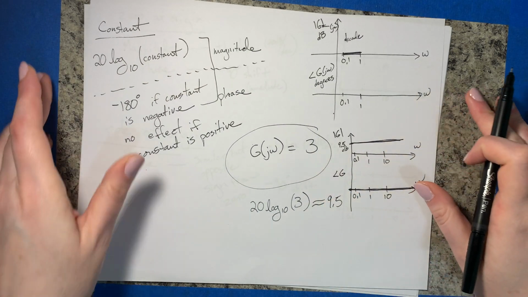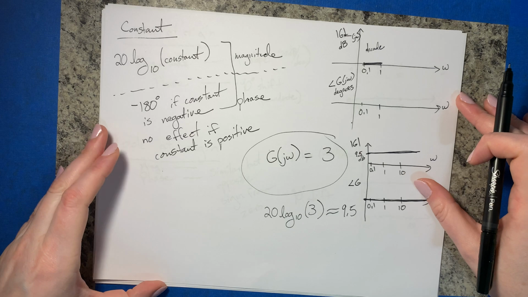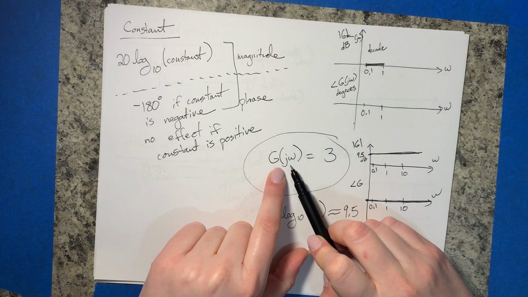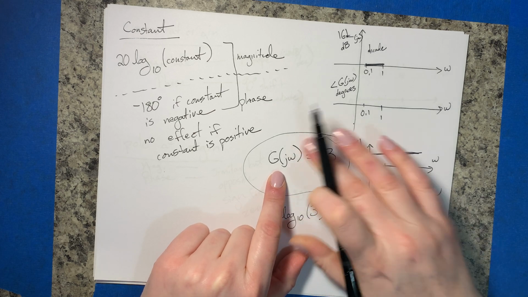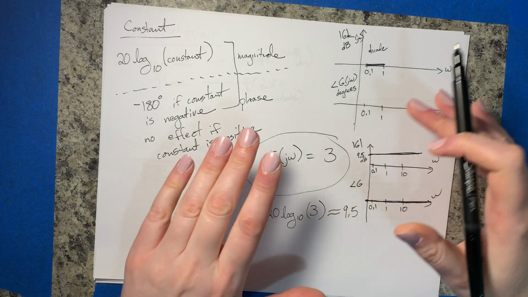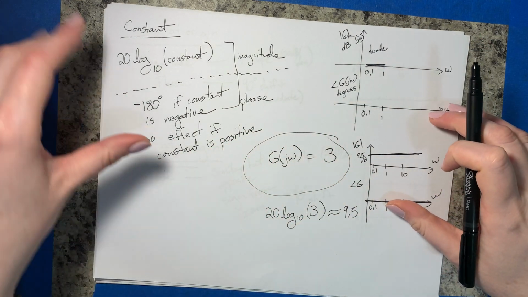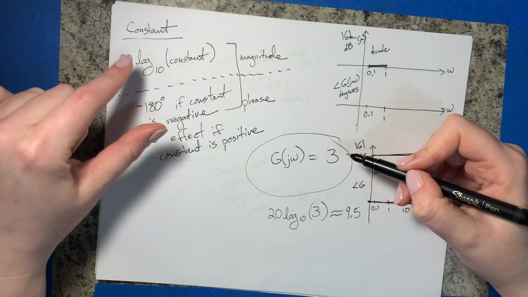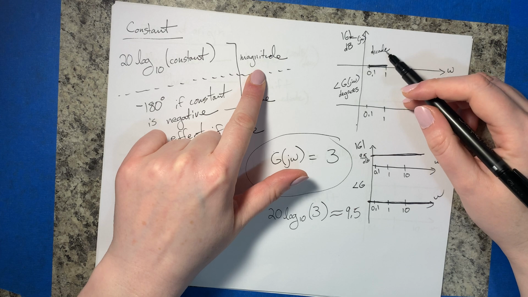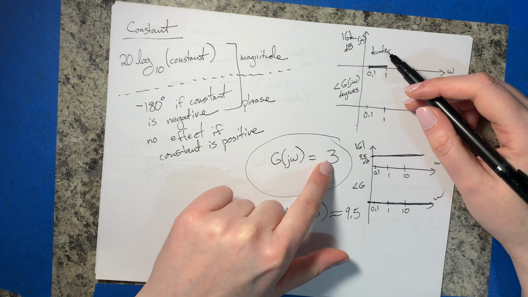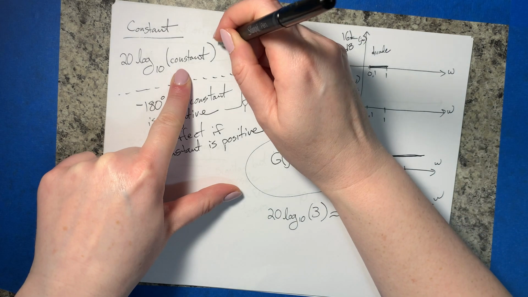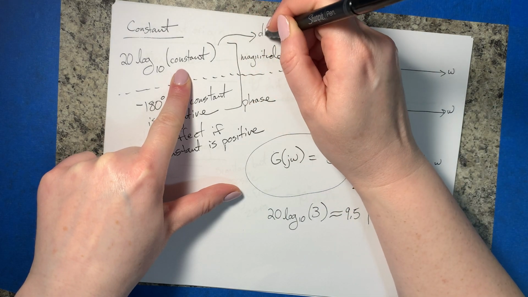Okay, so first of all, talking about a constant. Let's say we had a function that is just g of j omega equals 3. It's not really interesting, but I want to highlight what happens here. We want to convert this to dB. So for the magnitude plot, we would take the constant and plug it into this formula to convert to dB. This will give us a dB value.